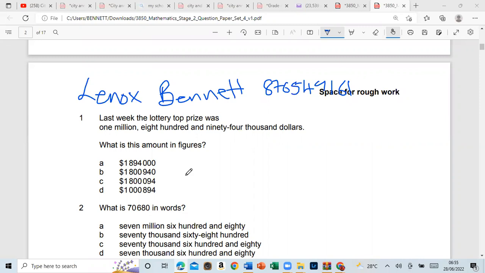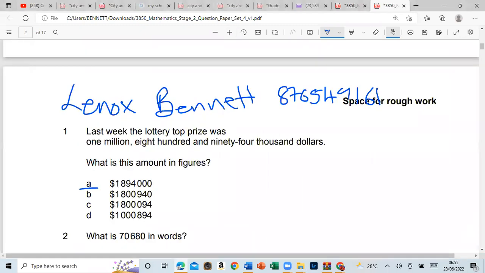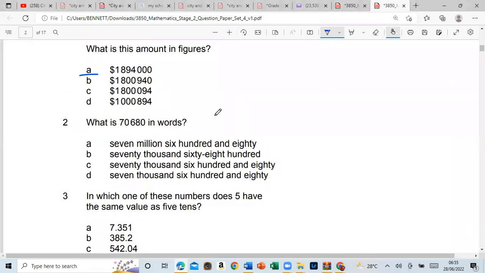It's for everyone, alright? Last week the lottery prize was $1,894,000. What is the amount? So 1,894. Number 2. What is 70,680? 70,668? 70,680. So that is C.